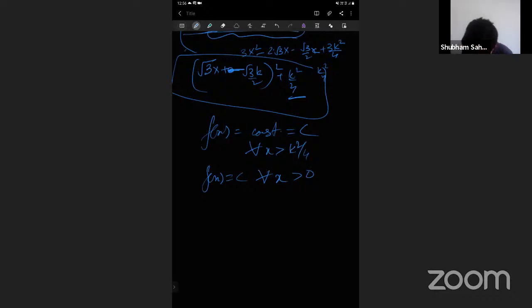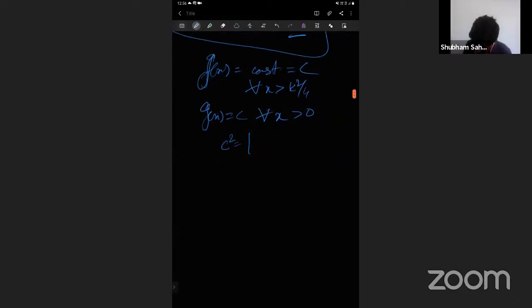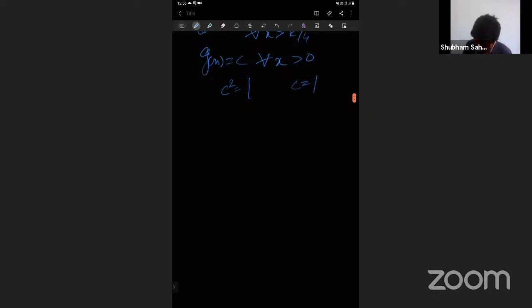Once you have this, you can directly put on large values of x and y, and you will get that c square is equal to 1. Is it fx or gx? Sorry, gx. Yes, my bad. So you have that c square is 1, so you can just assume c to be plus 1 or minus 1. It doesn't matter. So you just let c be 1. So you have gx equal to 1 for all x greater than 0.